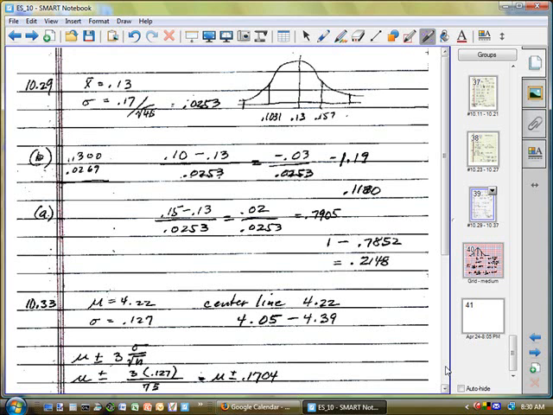I'll tell you what threw me off. Maybe this throws you off sometimes, but when they give a percent in a problem, doesn't it seem to imply that you have to read the table backwards? Because these guys in here are all percents, right? The problem was, everything in this problem was percents. Even the mean was 0.13. And so sometimes I get thrown off and think, oh, I got to read the table backwards.